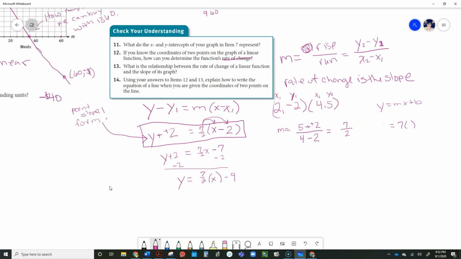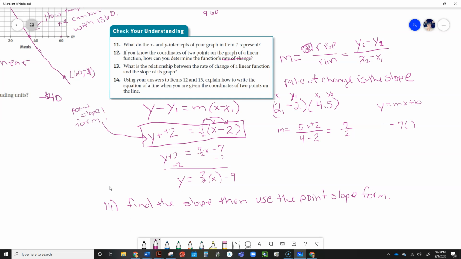It doesn't say right here, explain how to write the equation of a line when you're given the coordinates of 2 points. My explanation would be find the slope. So the answer to number 14 is find the slope, then use the point slope form. And the point slope form calls for the slope and a point. So that's how I would explain number 14.